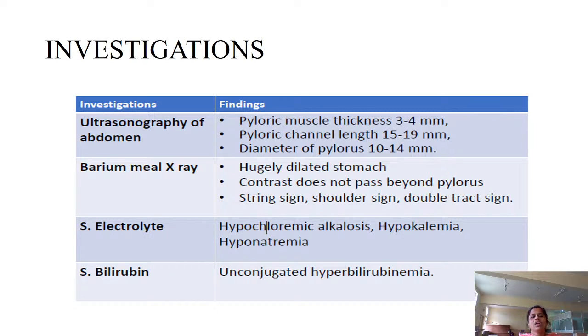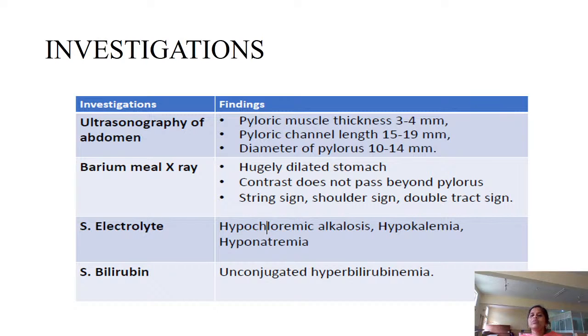What is the next thing? What are all the investigations? You take an X-ray, or you take an ultrasonogram. In ultrasonogram, you can visualize the pyloric mass, the muscle thickness, the channel length, and the diameter of the pylorus. All these things should be taken into account. In barium meal X-ray, you will find a dilated stomach, because the stomach contents don't pass down to the duodenum. Contrast does not pass beyond the pylorus, and because of that, you will have multiple signs: the string sign, shoulder sign, and double track sign.